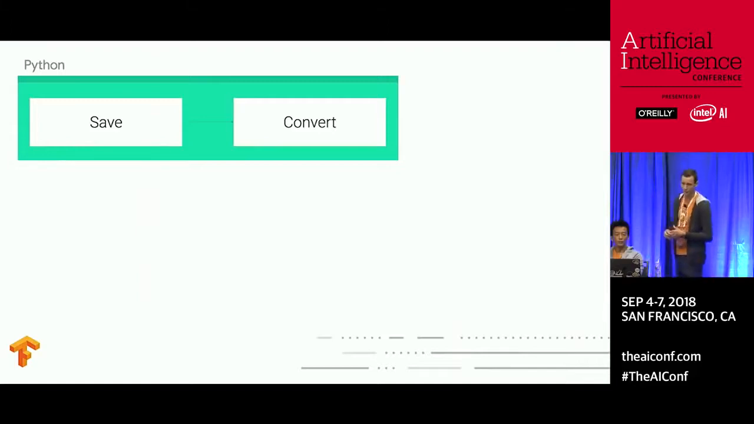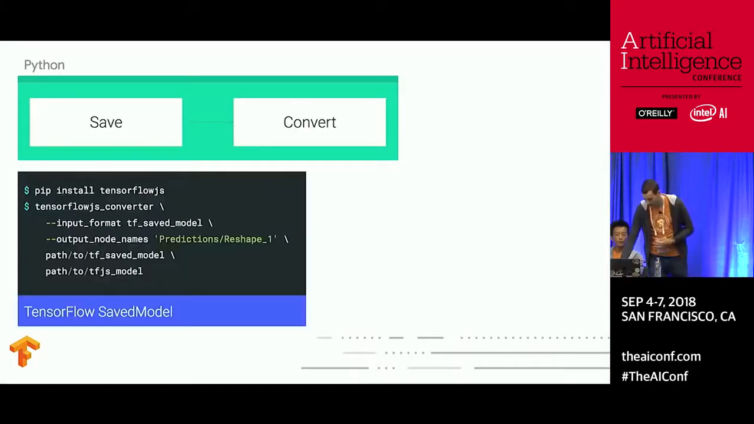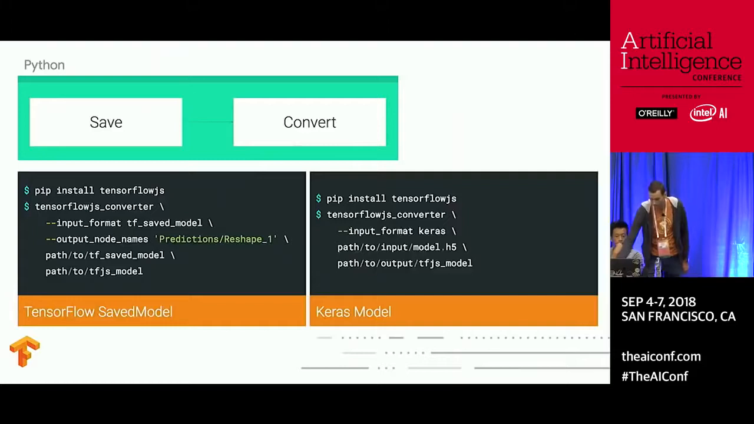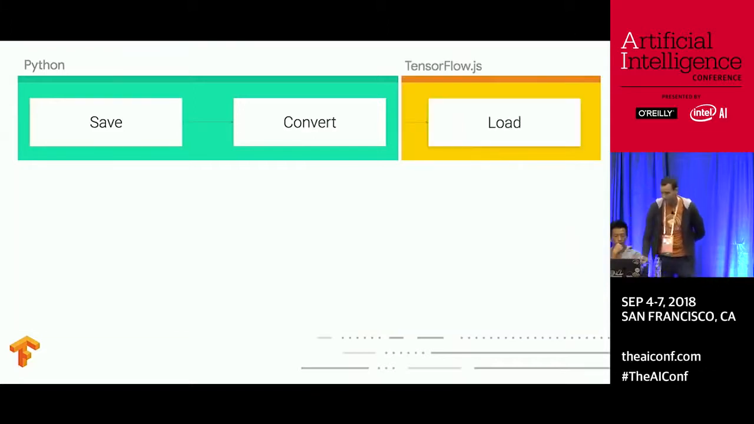Then we have a conversion step. This is a tool that TensorFlow.js ships over Python. It's pip install tensorflowjs, and you can use the tensorflowjs_converter. For interacting with a SavedModel, there's a couple different options for finding the output of the inference graph and where we want to serialize our artifacts. And then we also support the Keras style converter as well for the HDF5 file format.